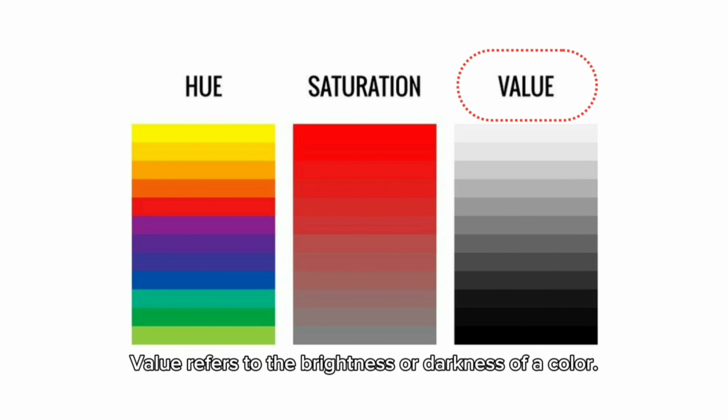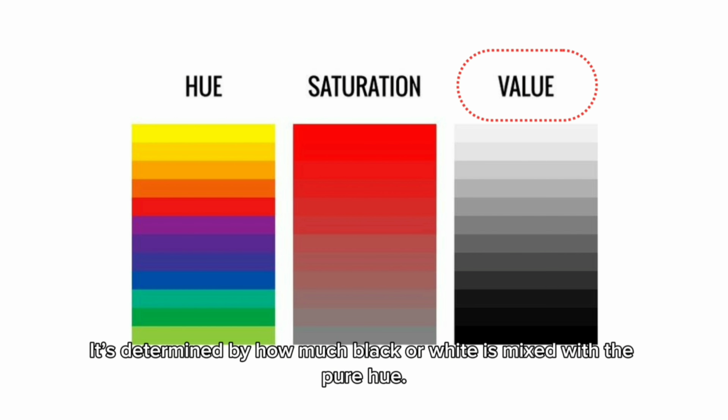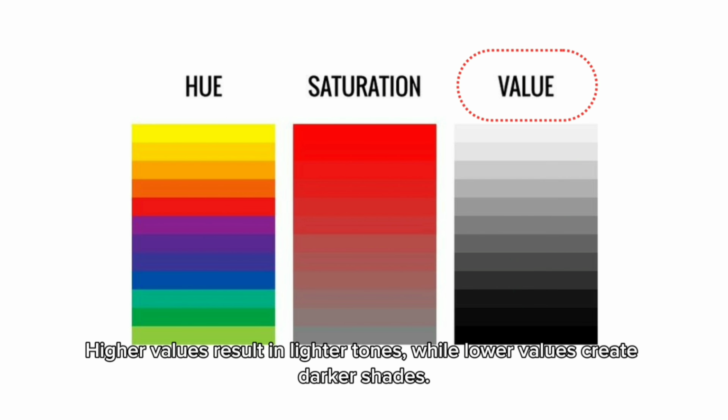Value refers to the brightness or darkness of a color. It's determined by how much black or white is mixed with the pure hue. Higher values result in lighter tones, while lower values create darker shades.